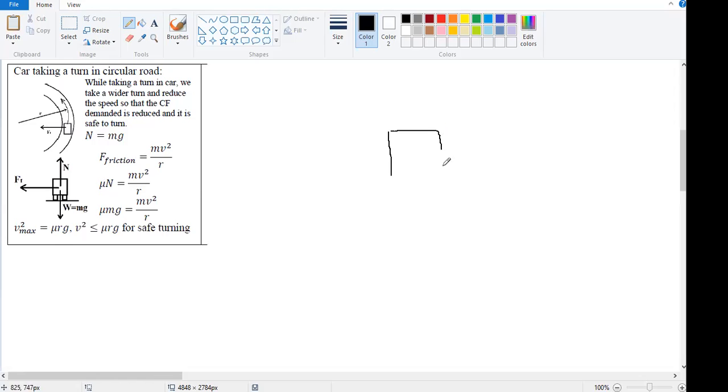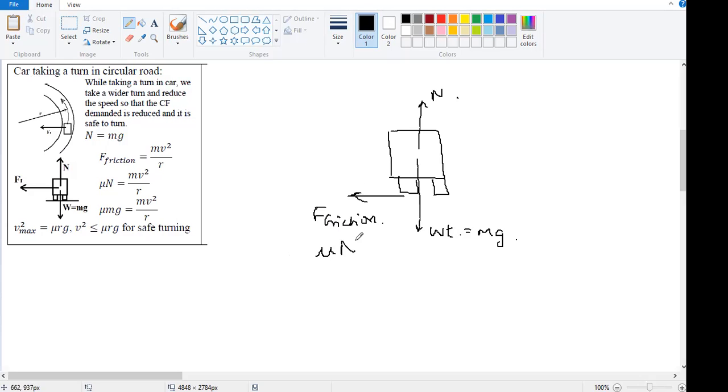So if you see from the side view, I mean back view, the car is going like this, then the force is acting towards the center. And the weight is acting downwards. And the normal reaction is upwards. This is your F friction acting towards the center. And you are taking a turn this way towards your left. F friction, just now in this chapter we have studied that F friction is mu into N.